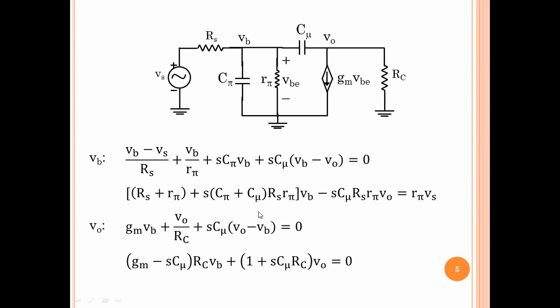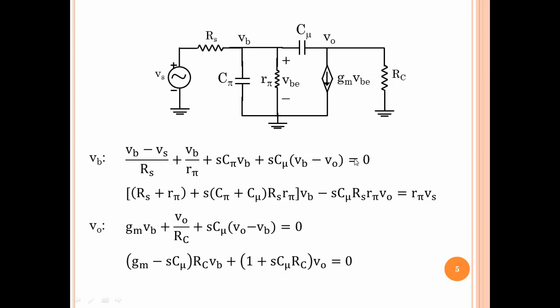So here are the nodal equations. There are two nodes, VB and VO. Vs is a given voltage. If we write a nodal equation at VB, we'll get four terms: VB minus Vs over Rs, VB over R pi, sC pi VB for this, and sC mu times VB minus VO for the capacitor C mu.